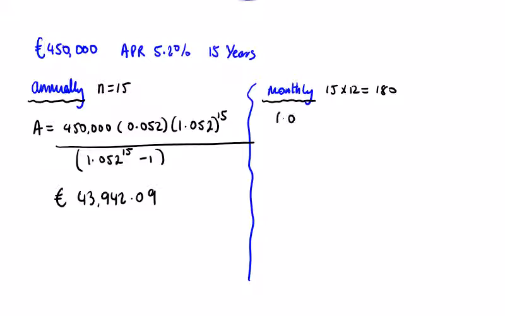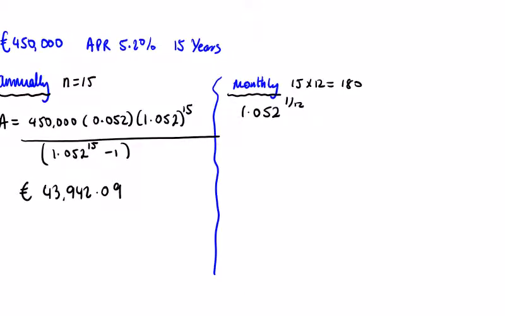Monthly, let's look at what the monthly would be. 1.052 to the power of 1 over 12 is going to give me 1.004233362.